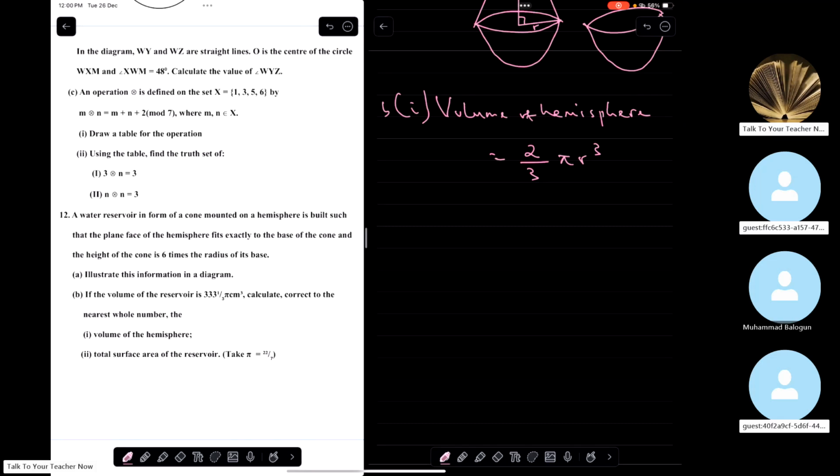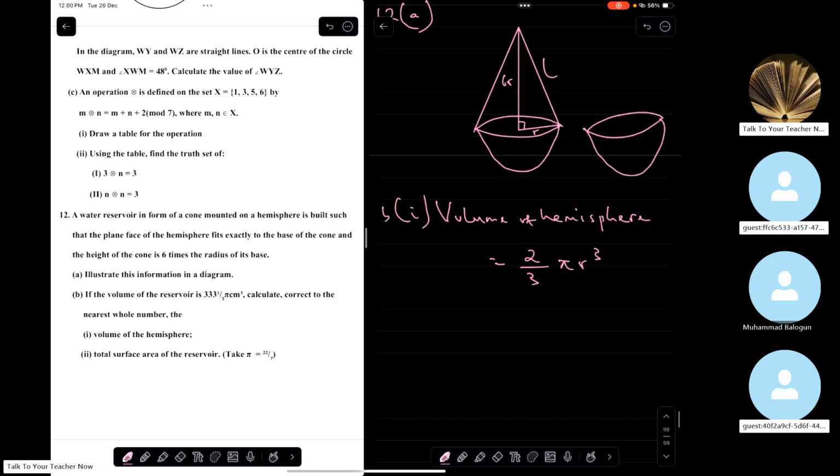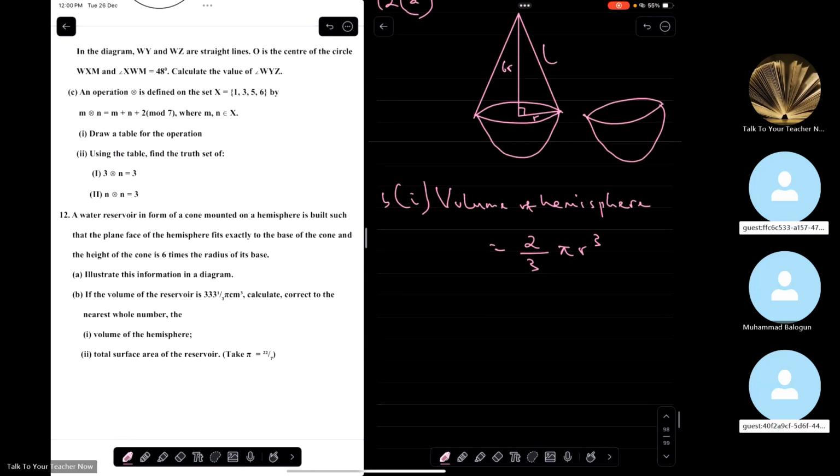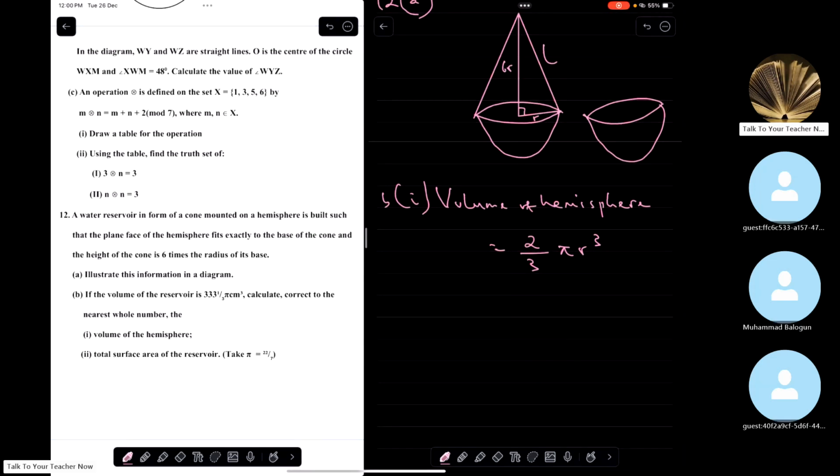Do we have everything we need to find the volume of the hemisphere? No, we don't have the radius. We need to find the radius. How do we find the radius?